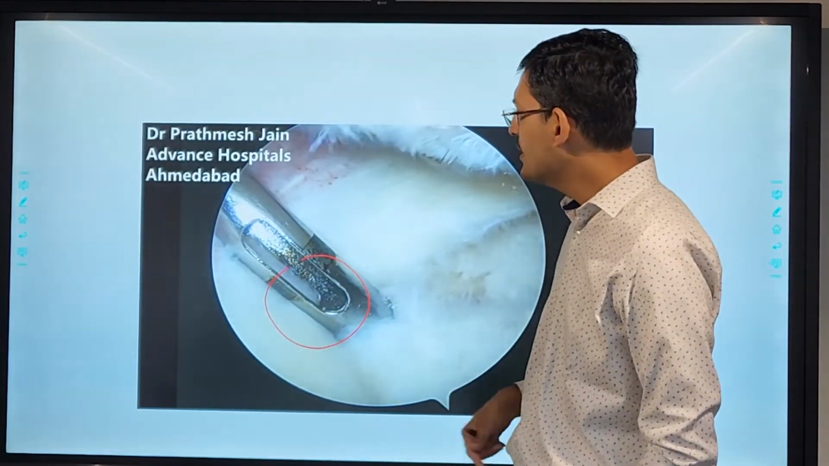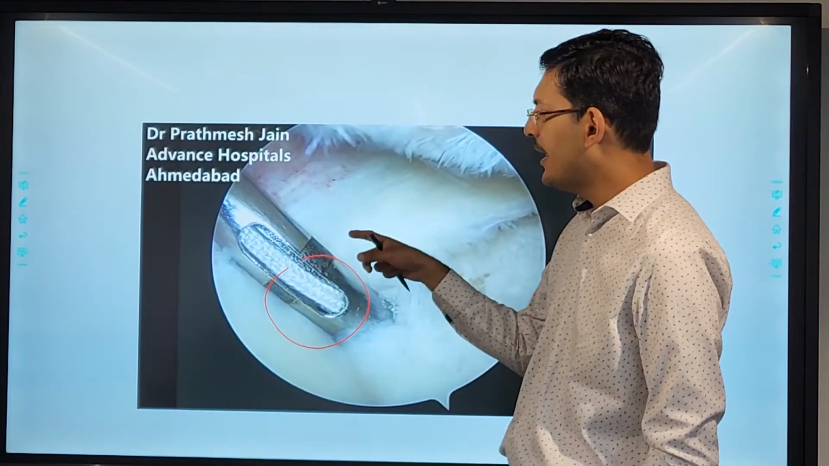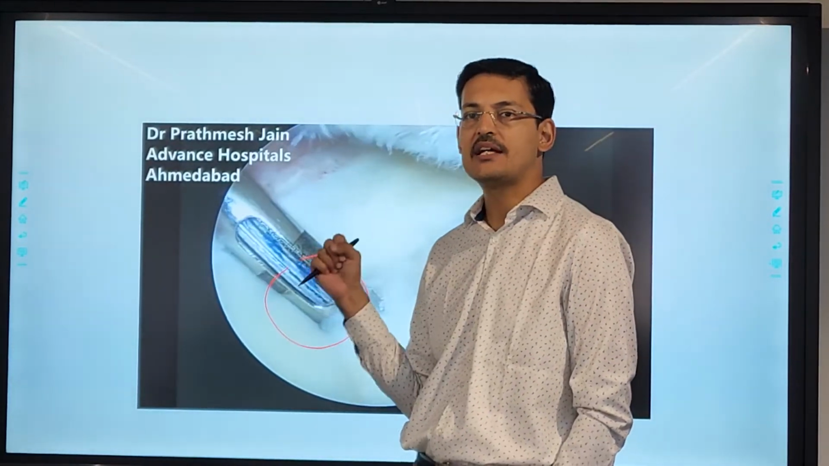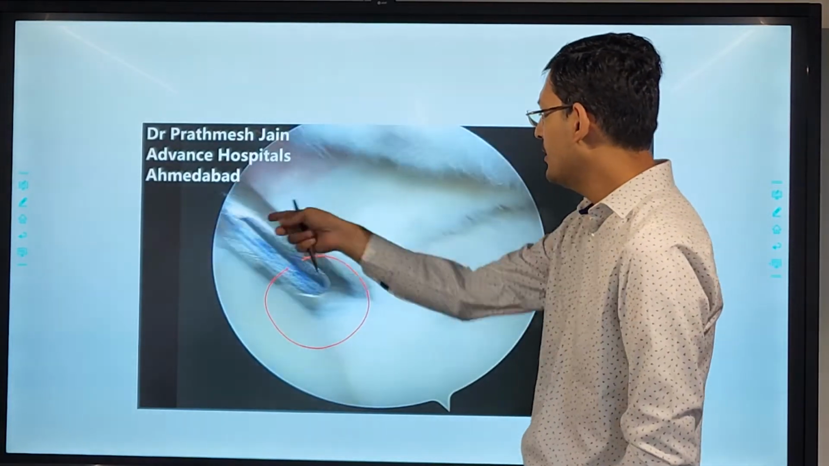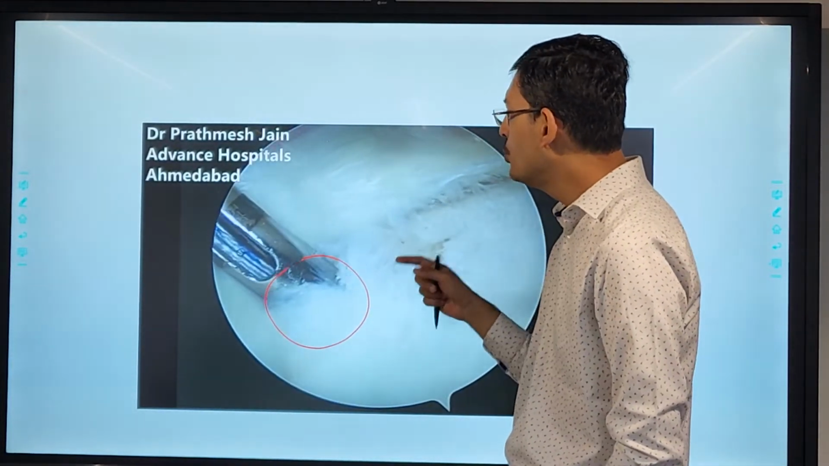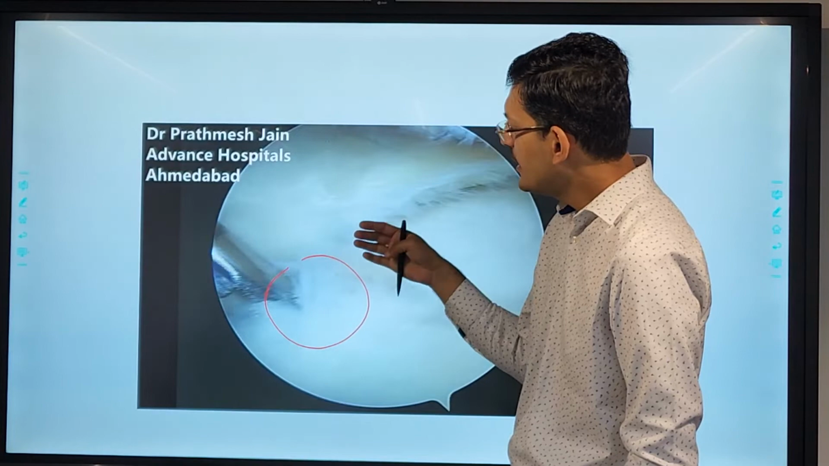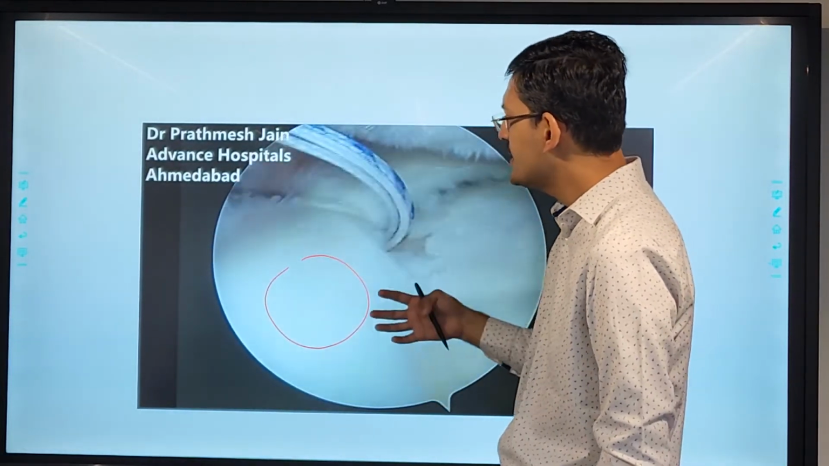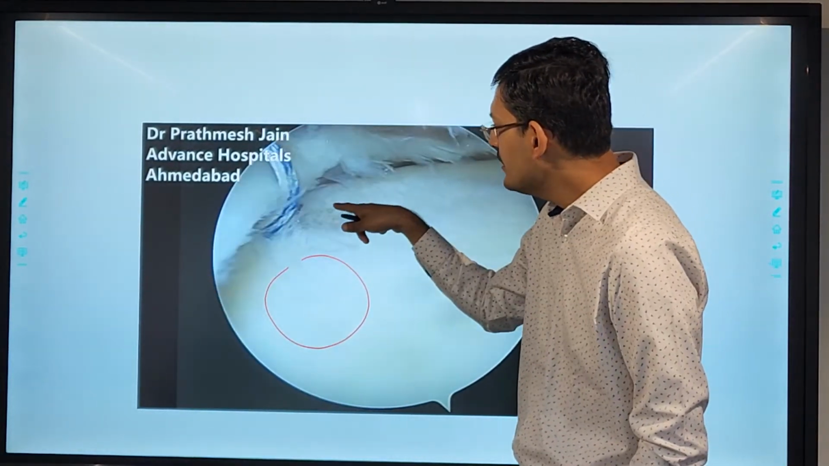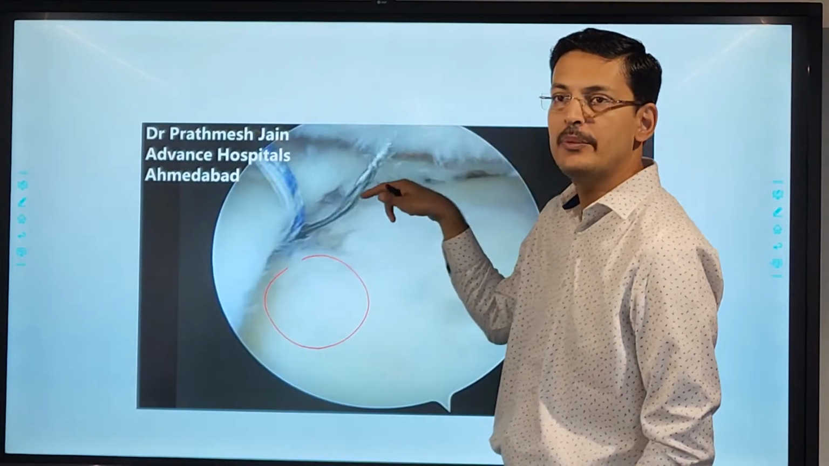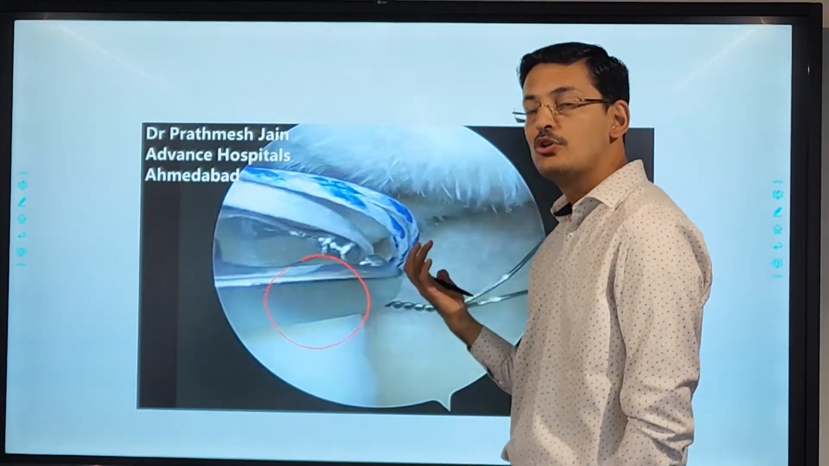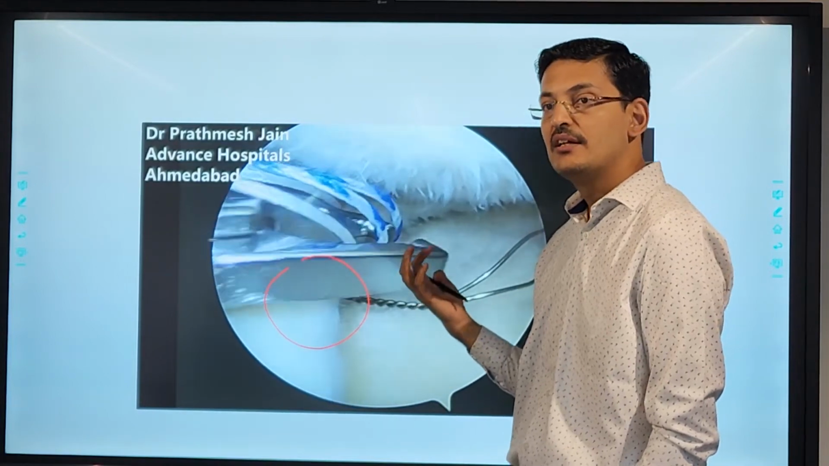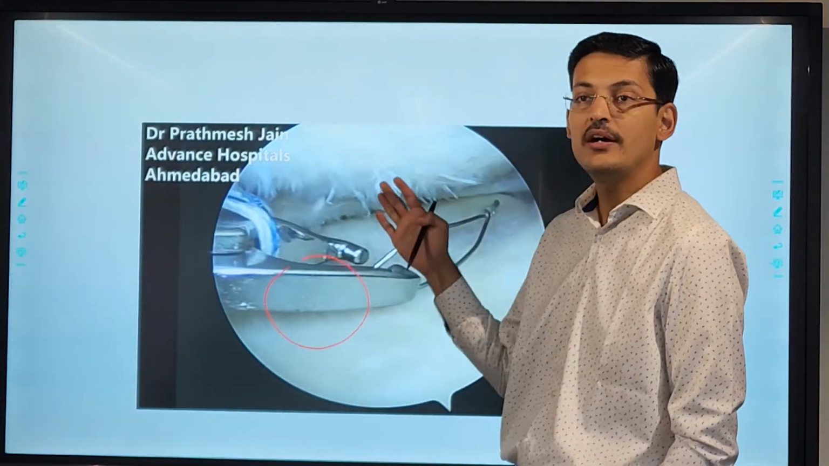So what we are doing is we are putting an anchor. This anchor is called an X-fix anchor. This is called an extrusion repair anchor, and this anchor will reduce the meniscus in between this lesion and the femur. Meniscus is pulled in so that it prevents the chances of a progression of this lesion.